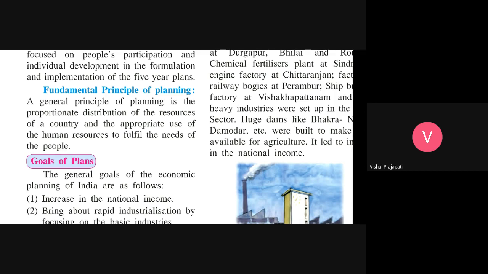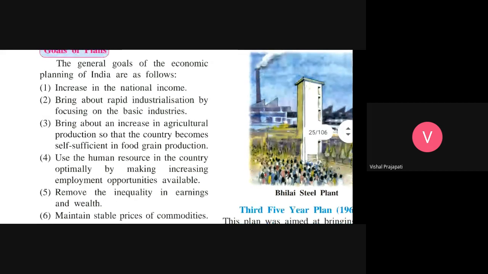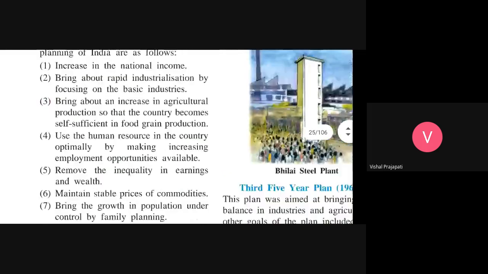All right. So now we have seen that we are going to set the 5-year plans, or the planning for the next some years, 5 years for example. So what were the goals of this planning commission? Let's see one by one. The general goals of the economic planning of India are as follows. You can see different goals, objectives, targets, aims of our economic planning listed over here. One by one we will see.